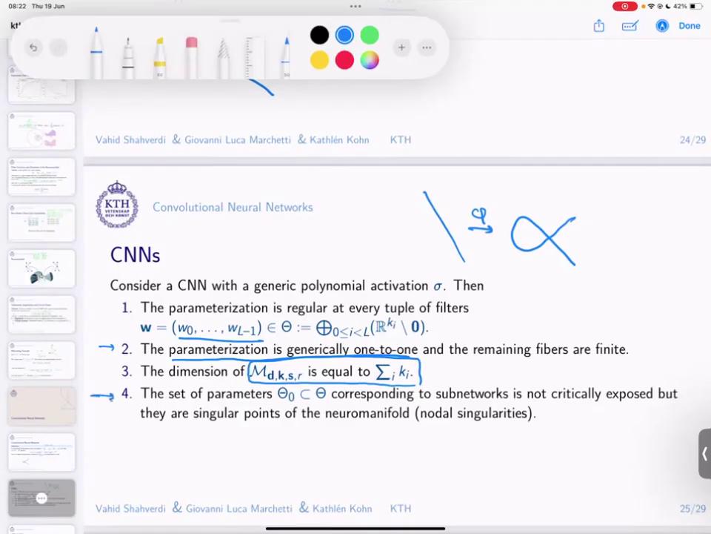And the last part that is very important: we can still consider the subnetworks. The set of tuples of parameters corresponding to subnetworks is not going to be critical, but they are going to give you singular points. So it's again similar to the parameterization of a nodal curve. The preimage of every point is at most finitely many points. And you still get this singularity. And that singularity is not going to be critical, so it's not going to be attracted by this optimization task.